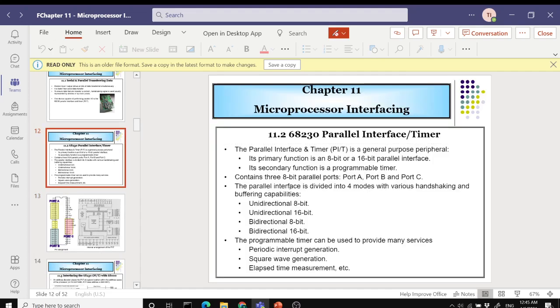The parallel interface is divided into 4 modes with various handshaking and buffering capabilities. Okay, the interface is divided into 4 modes. It can be unidirectional 8-bit or 16-bit, bidirectional 8-bit or 16-bit, and the programmable timer can be used to provide many services like periodic interrupt generation, square wave generation, and time measurement.